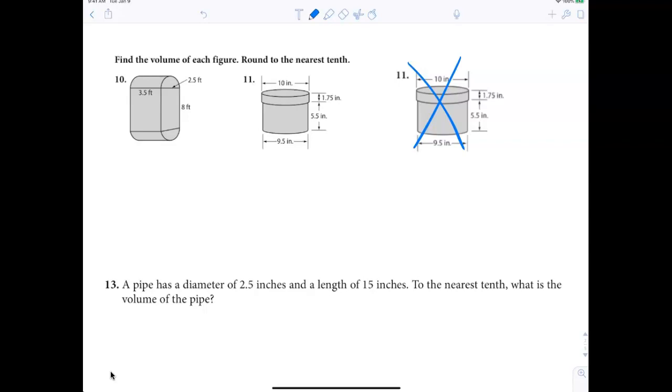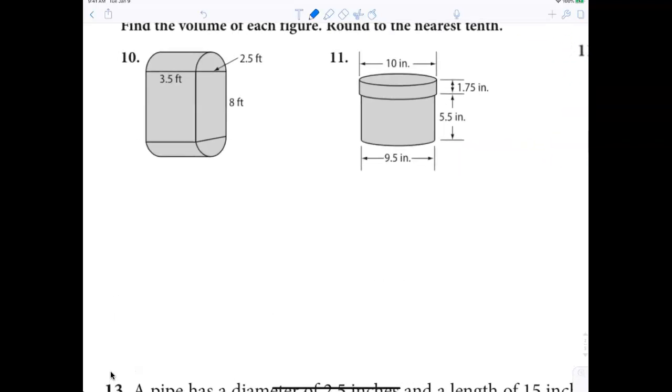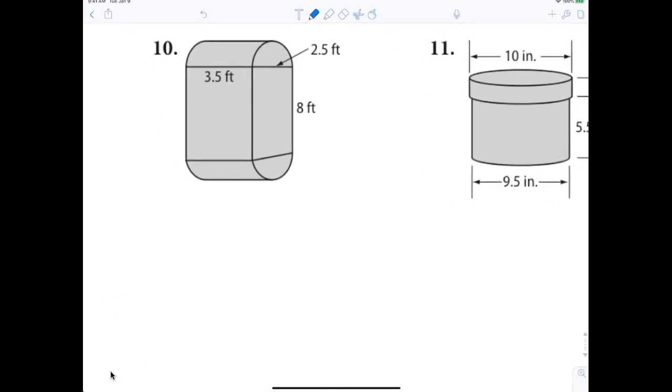So what we're doing here is we're looking at multiple shapes now, where you have to calculate volume based on the shapes in question number 10. So question number 10, you should see a what? What two shapes? Tucker: I see a rectangle. And a cylinder. So we have a rectangular prism and a cylinder. That is 100% correct.